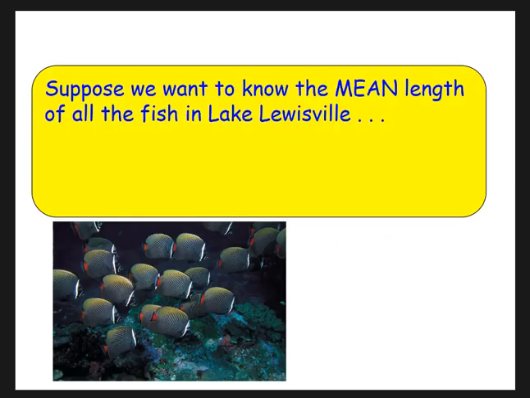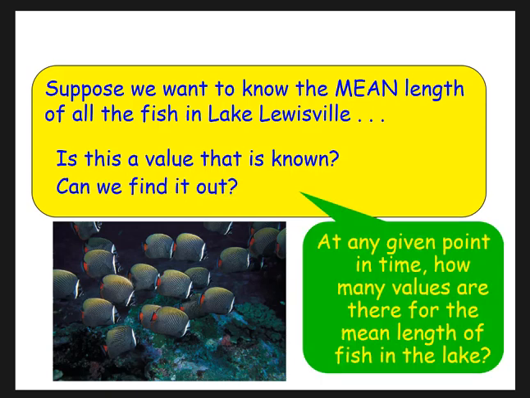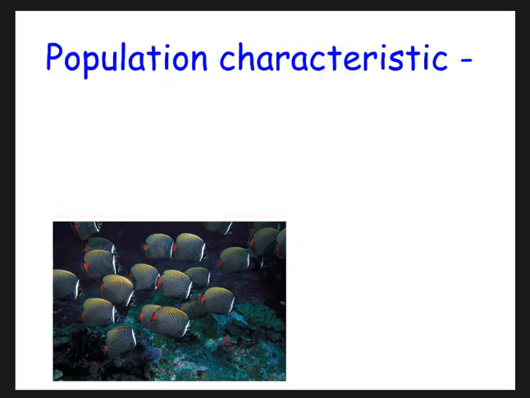For an example, let's say we want to know the mean length of all the fish in Lake Louisville. Well, it's not possible to gather up every fish in the lake and measure their length. So we don't have a method of doing that. We don't know what that value is, and it can't possibly be known. We can't collect them all. At any given point in time, how many values are there for the mean length? Well, there's all sorts of different estimates for it.